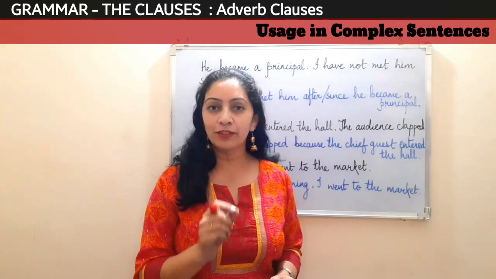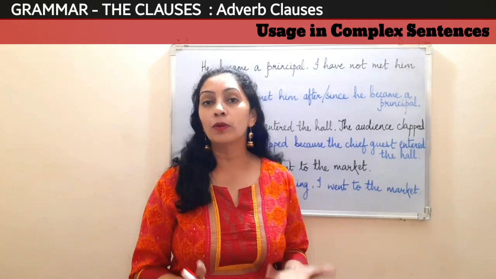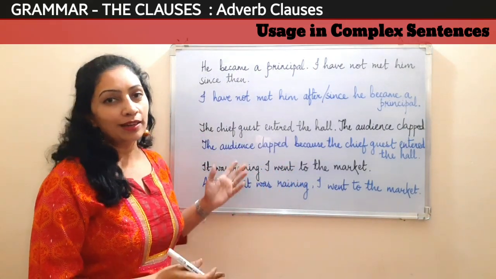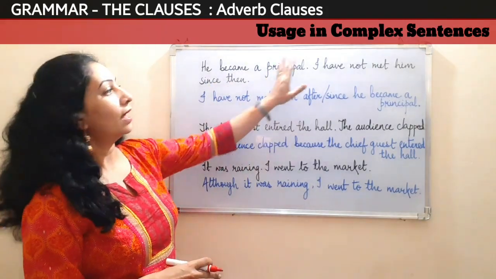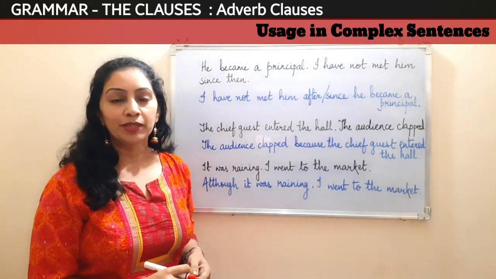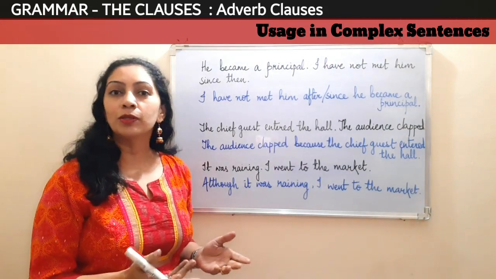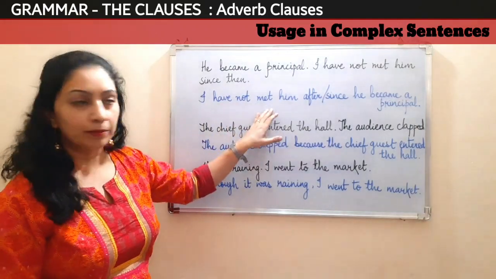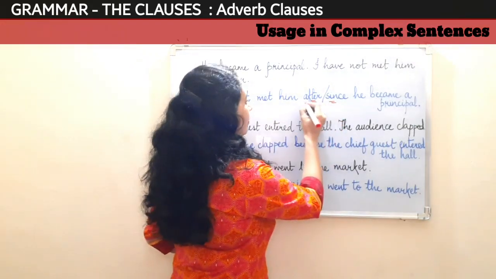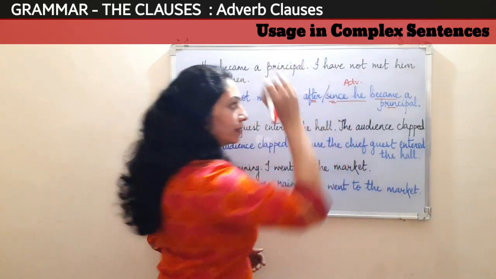After learning the 9 different kinds of adverb clauses, let's see how to combine two simple sentences into a complex sentence using an adverb clause. Here I have done it for you and let me explain them. He became a principal. I have not met him since then. Now since then tells us about the time. So here we will use adverb of time as conjunction and make it adverb clause of time. I have not met him after or since he became a principal. So after or since he became a principal becomes the adverb clause here.